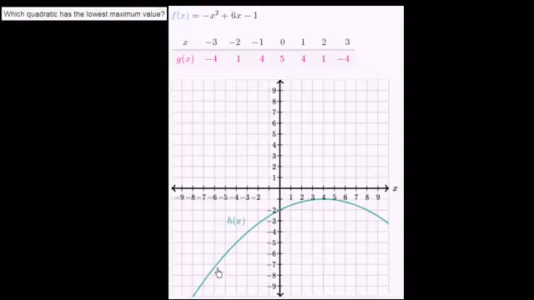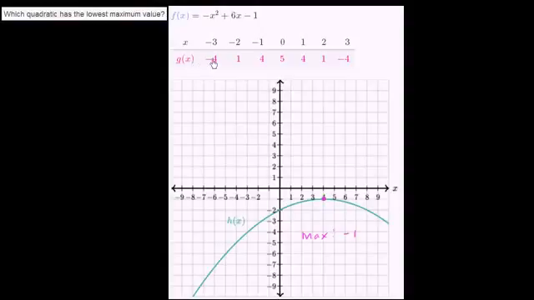So h of x, we can just look at it visually and ask, what's the maximum point? The maximum point looks like it's right over here when x is equal to 4. And when x is equal to 4, y, or h of x, is equal to -1. So the maximum for h of x looks like it is -1.